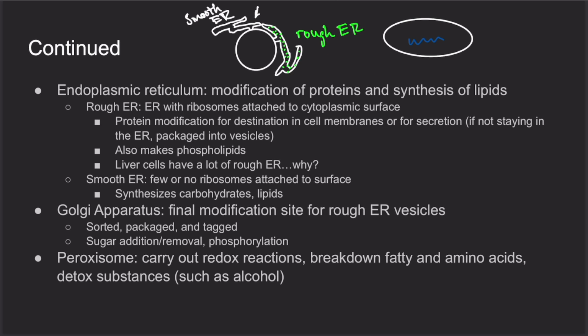There's also a few sterile hormones, stuff like that. That is synthesized by the smooth ER.